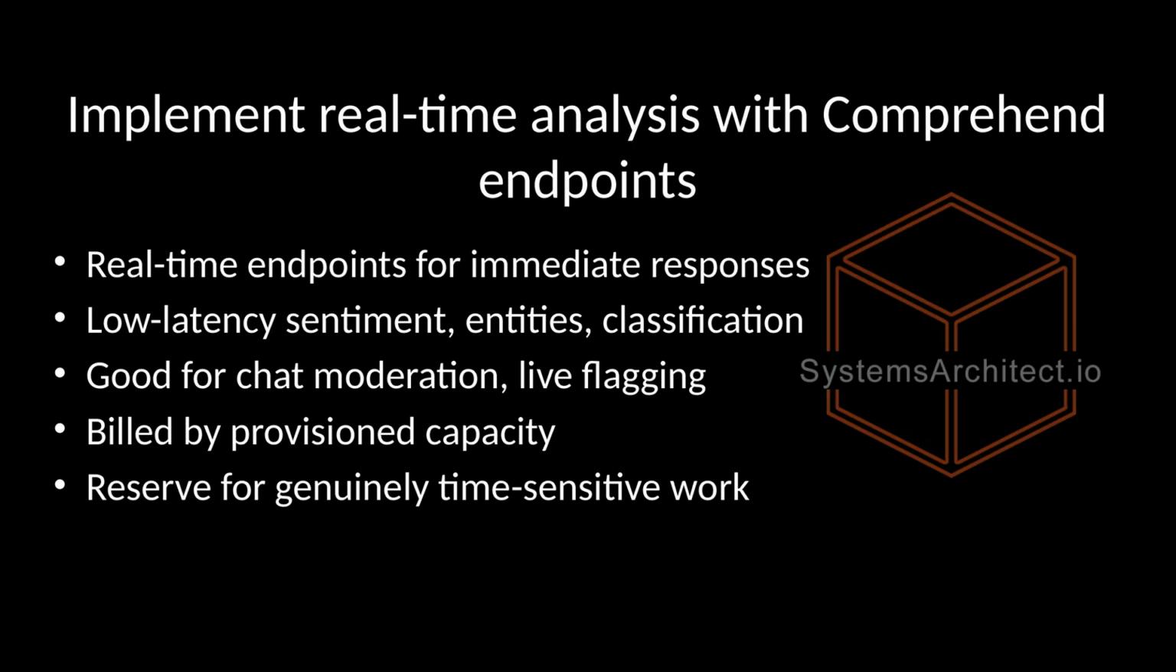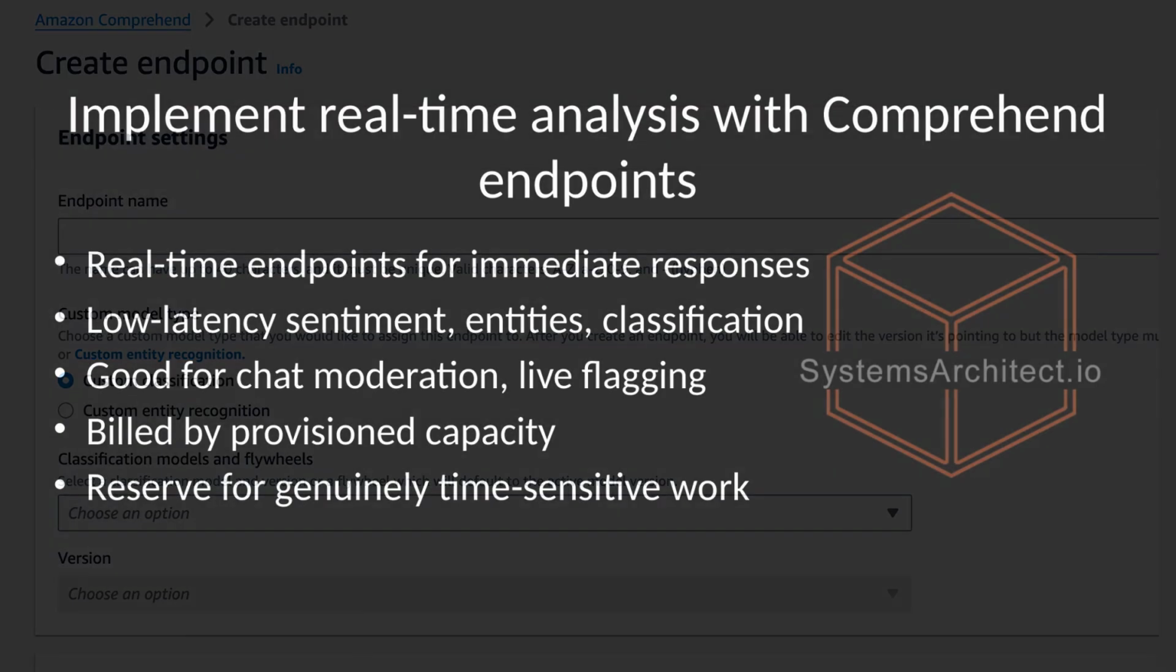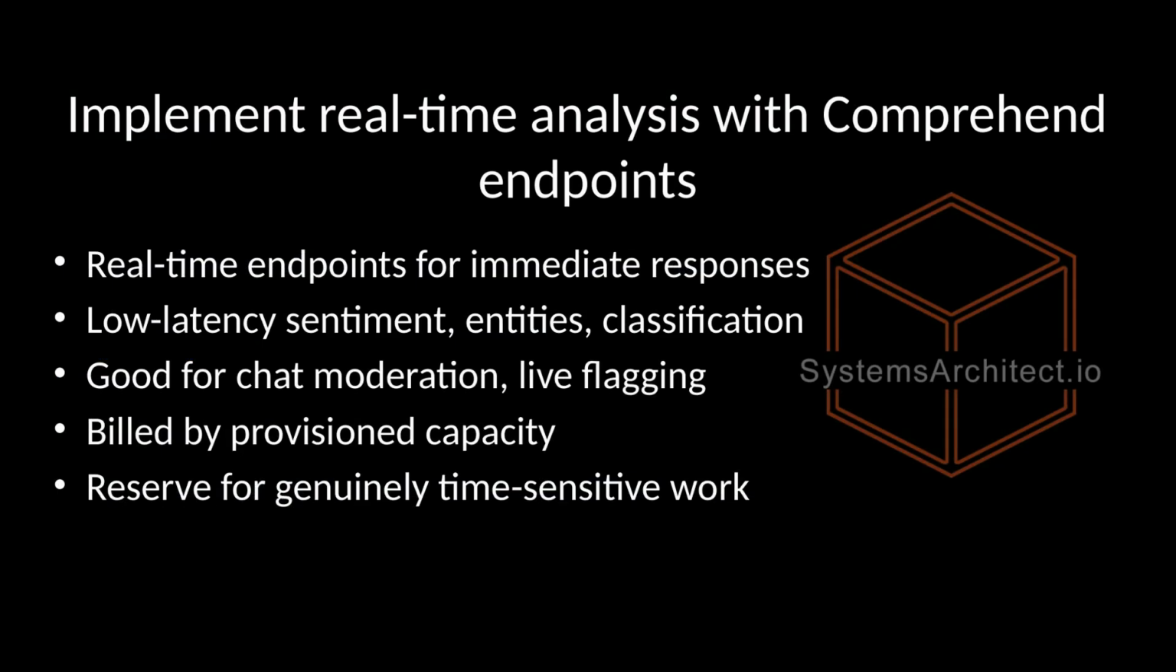4. Implement real-time analysis with Comprehend endpoints. Some applications can't wait for a batch job to run. A user may expect an immediate response to something they just typed or uploaded. Comprehend's real-time endpoints are built for exactly this, returning sentiment, entities, or classification results with low latency on a single request. This makes them well-suited to interactive use cases like live chat moderation, in-app content flagging, or on-the-fly sentiment scoring.